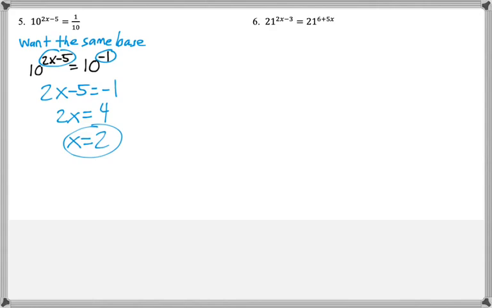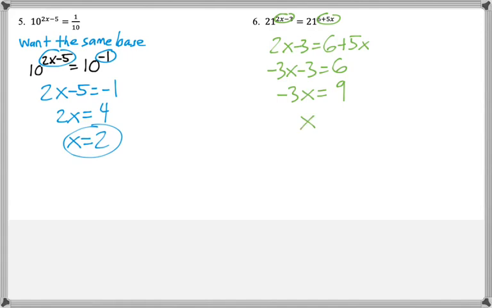On question 6, we already have the same base. So we just need to look at the exponents. So I just need to solve 2x minus 3 is equal to 6 plus 5x. I want to subtract 5x from both sides, and then add 3 to both sides, and then divide both sides by negative 3 to get negative 3.